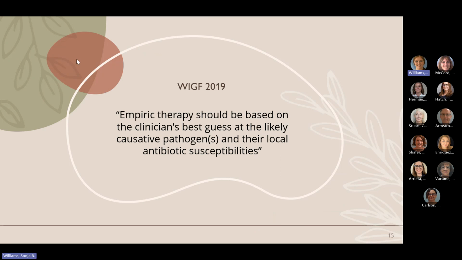So the working group for the guidelines for diabetic foot ulcers, they report for empiric therapy must be based on clinician's best guess at the likely causative pathogen and the local antibiotic susceptibilities. So, well, that sounds very nice. That leads to the question of what can we suspect is the causative pathogen, because we just learned that diabetic foot ulcerations tend to have polymicrobial infection. And so we need to really think about what we want to cover while we're waiting for these culture results, because some of these infections can spread very quickly if the inappropriate antibiotics are not selected.